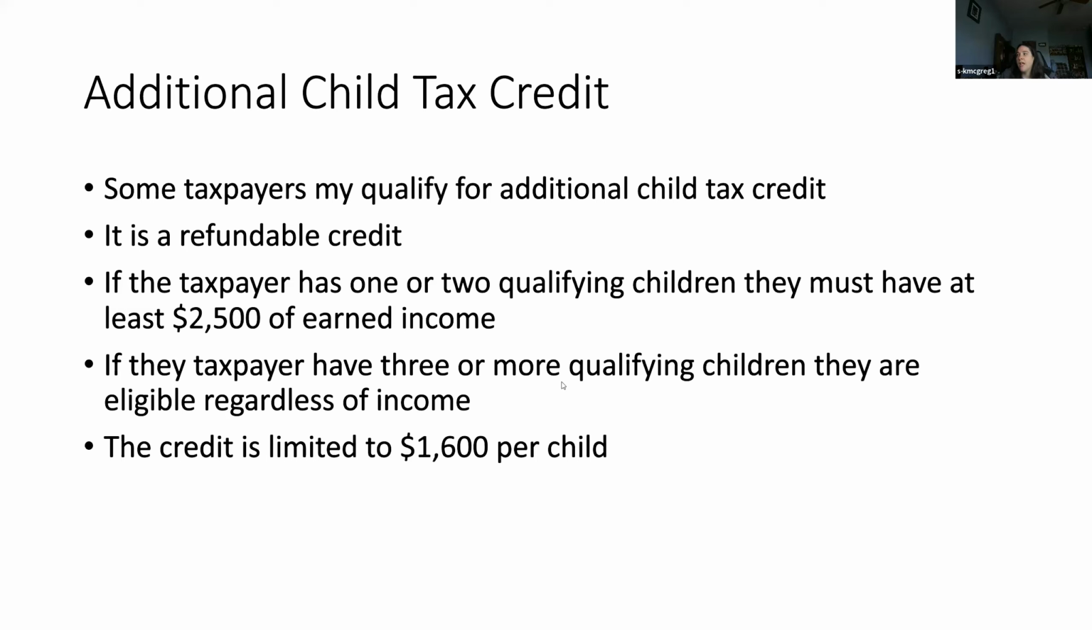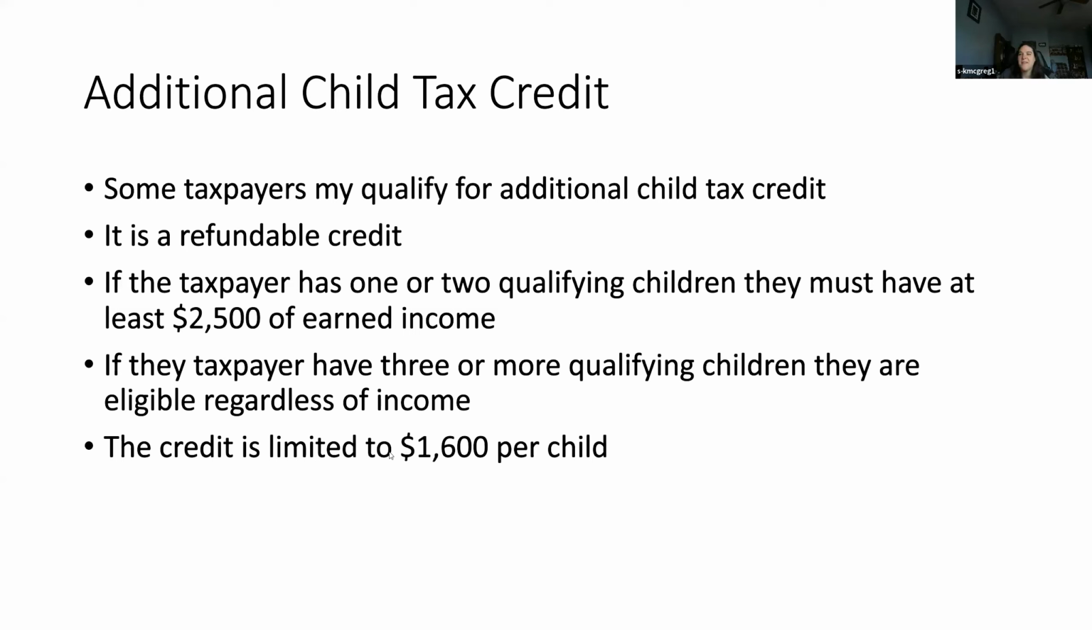Now, if they do have a lot of children, they don't need to have income, but if they have two or less, they have to have some income. And this credit is limited to 1,600. So they upped this a little bit. Last year was 1,500, 1,600 this year. But that's per child.